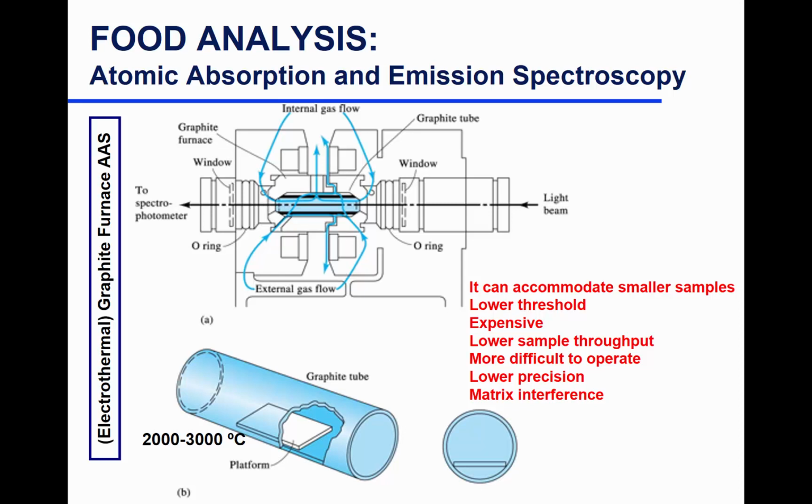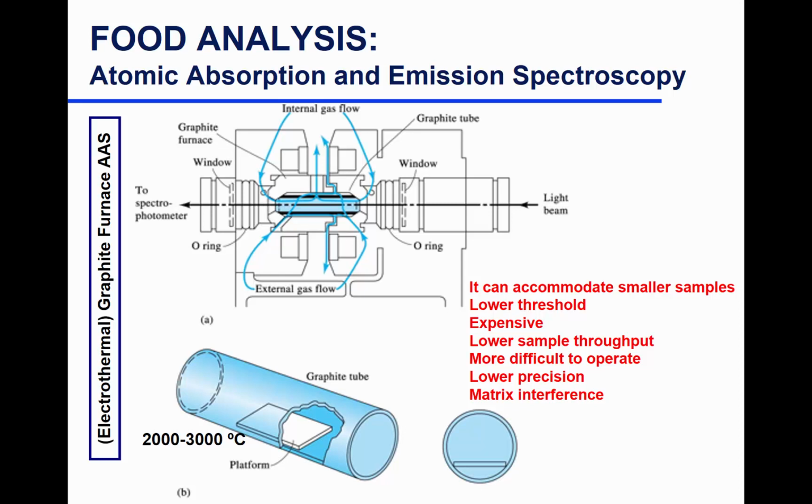Electrothermal or graphite furnace AA is not very common. You don't find it a lot in labs. It's just a more expensive instrument, and it has low sample throughput. That means you cannot analyze a lot of samples in a short period of time. So why is that? Because the way it works is a little bit different than the flame.